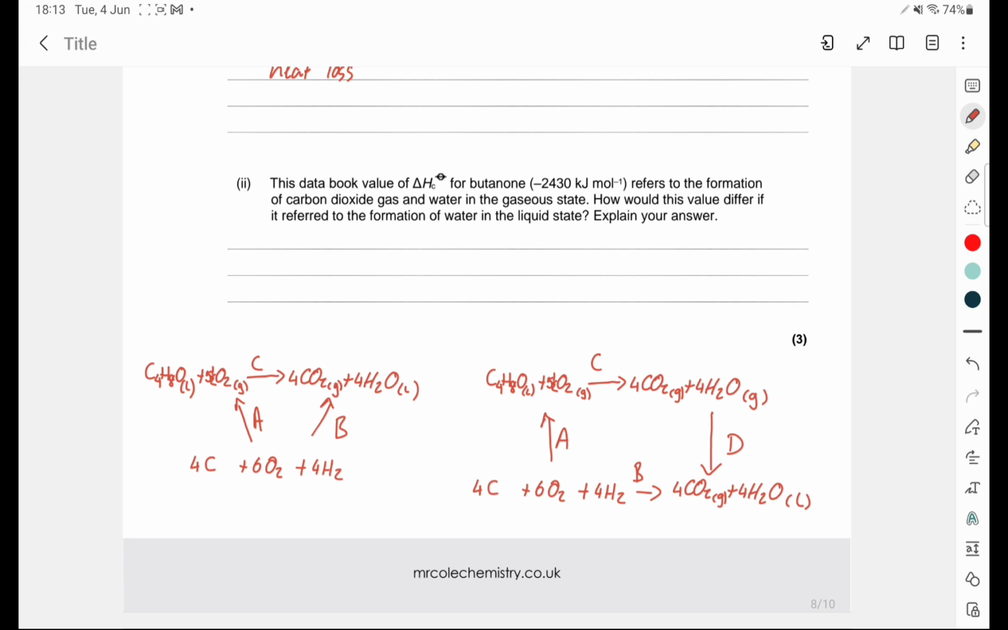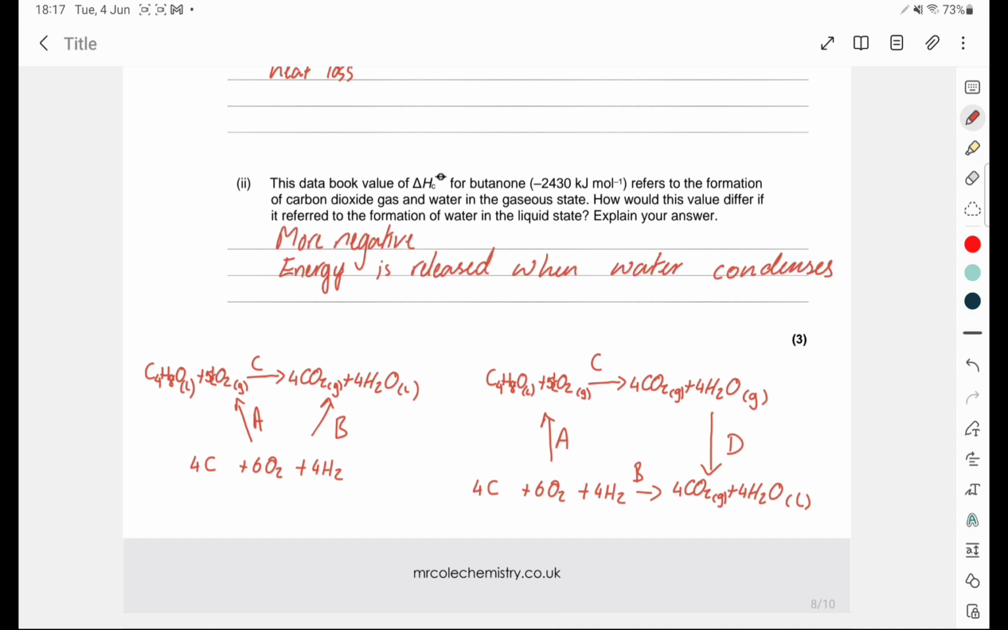Therefore, D, going from gas water to liquid water, is an exothermic process, a little counterintuitively to some people. This means D has a negative value. So overall, going from butanone to the products of combustion as a liquid is going to be a slightly more negative value than going to the products of combustion with water as a gas. Therefore, the answer is more negative, because energy is released when water is condensed.